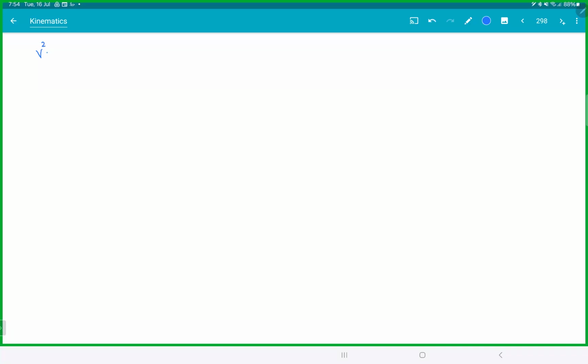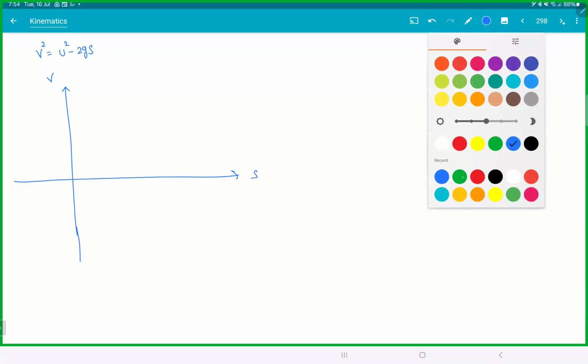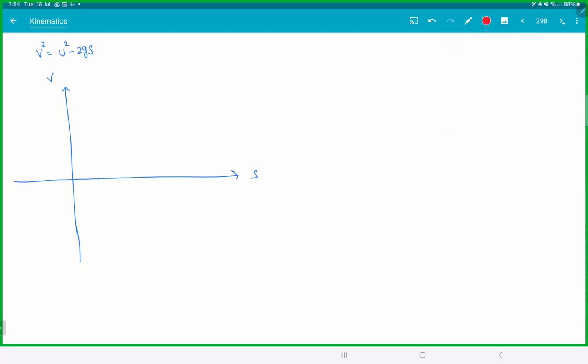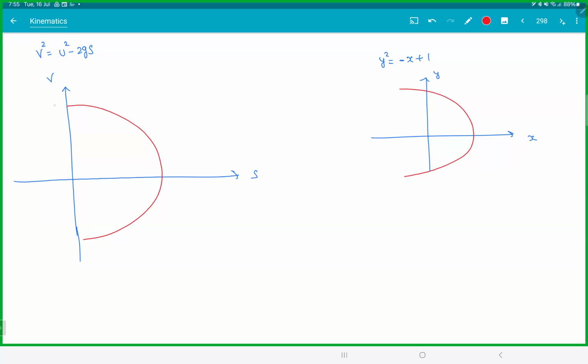We have v square is equal to u square minus 2gs. So one thing is clear, it's a horizontal parabola. And it is a minus x. So this guy looks like y square is equal to minus x plus, let's say, 1. This is this kind of parabola. Meaning, this is how the graph looks.